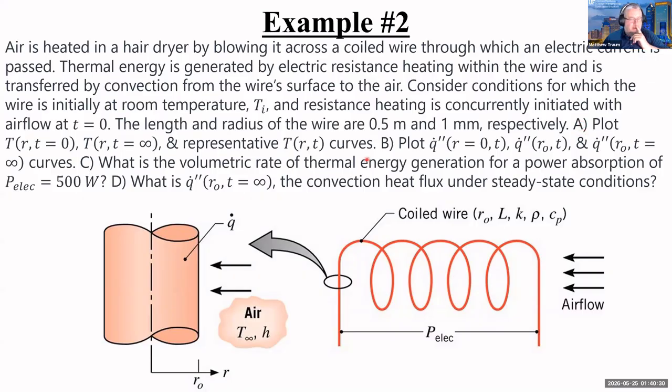So we want to plot the temperature at any R value and at T equals zero, the temperature at any R value and T equals infinity, and then a representative curve or curves for temperature as a function of both R and T, kind of between these two extremes, right? Between time equals zero and time equals infinity. So plot for temperature, and then we want a plot for heat flux at R equals zero.